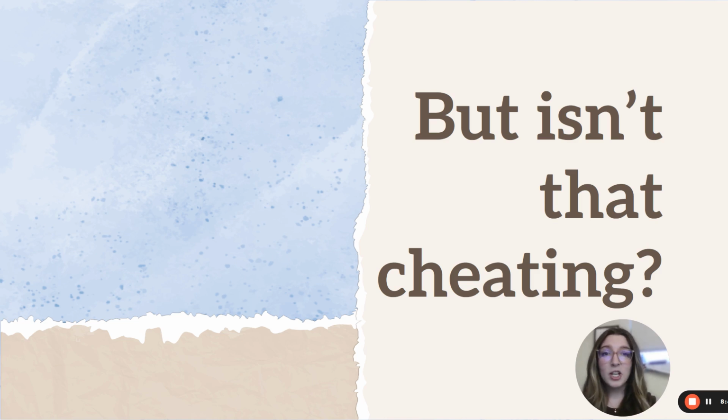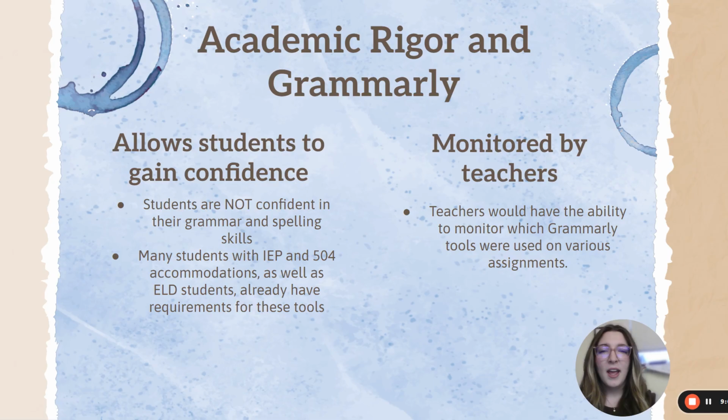The big question that always comes up with Grammarly and with other similar programs is, doesn't this count as cheating? Isn't it cheating to have a program that can correct students' grammar and spelling and those other things that Grammarly does in real time? Doesn't that count as plagiarism? And the answer is not necessarily, and that it depends on how we choose to use it as a district.